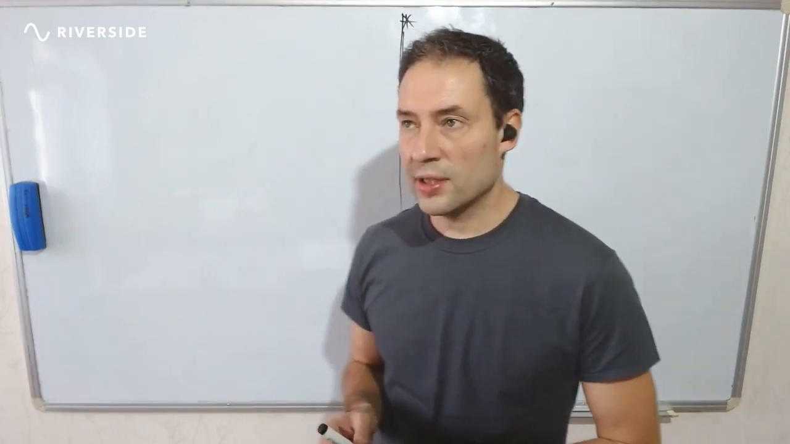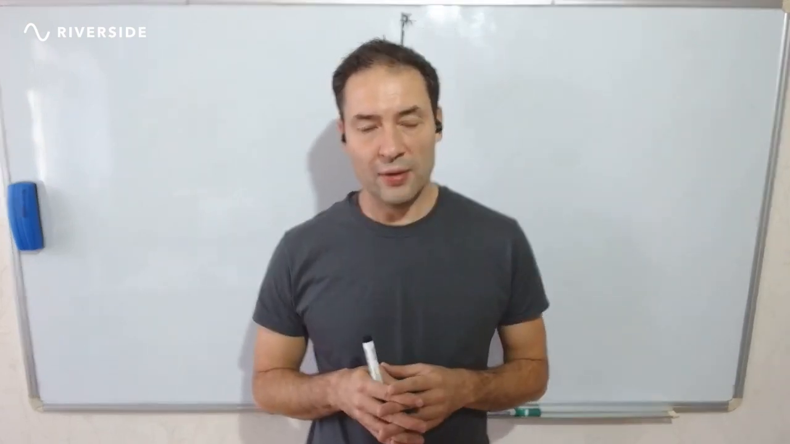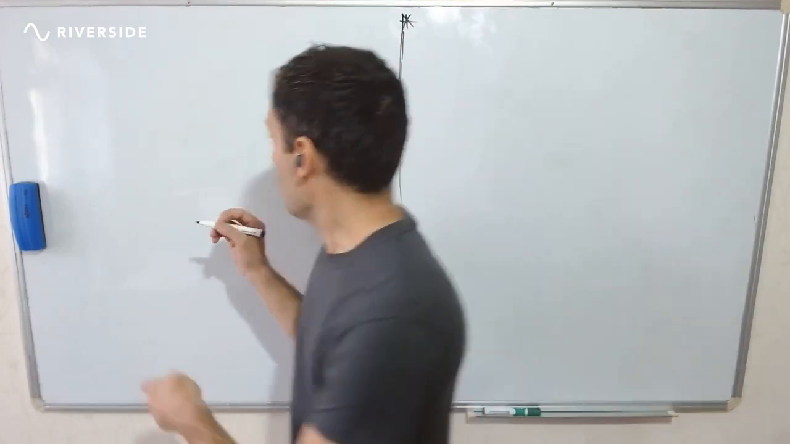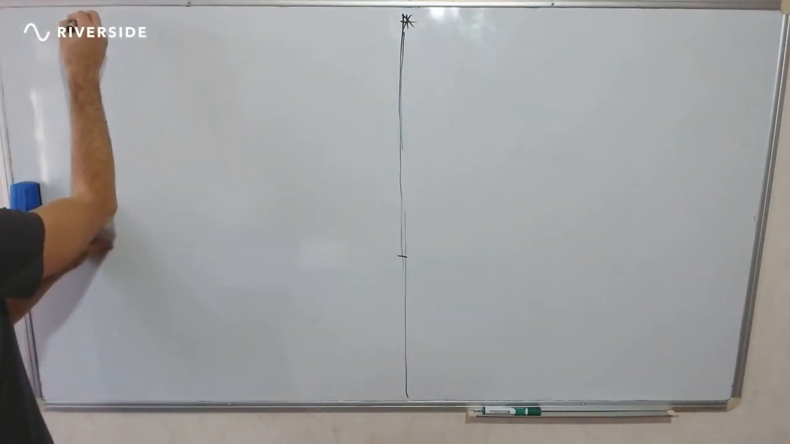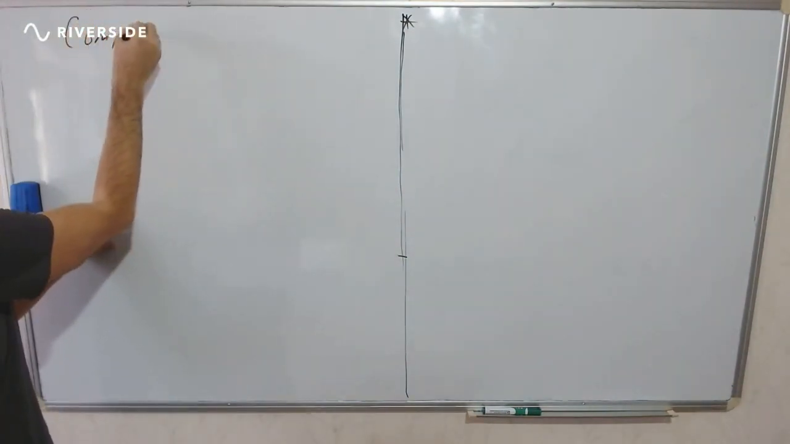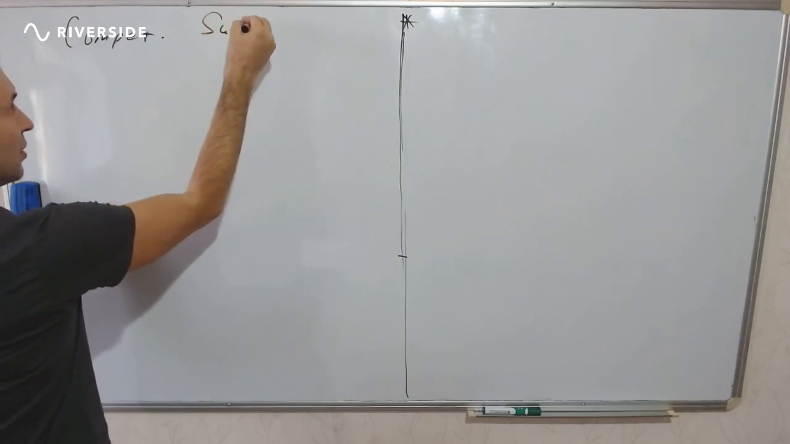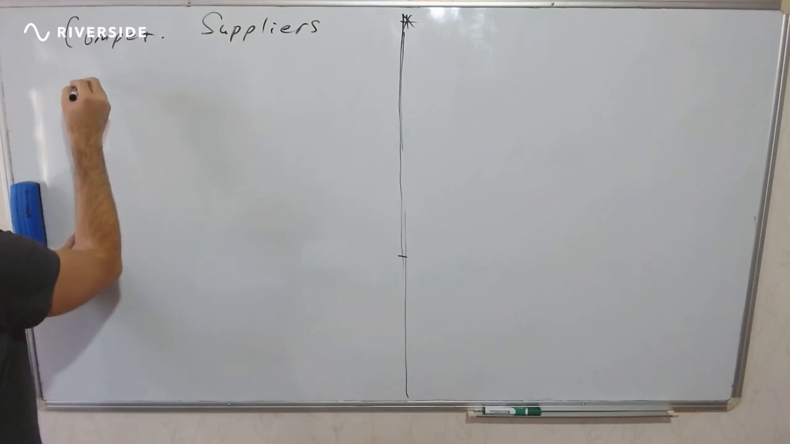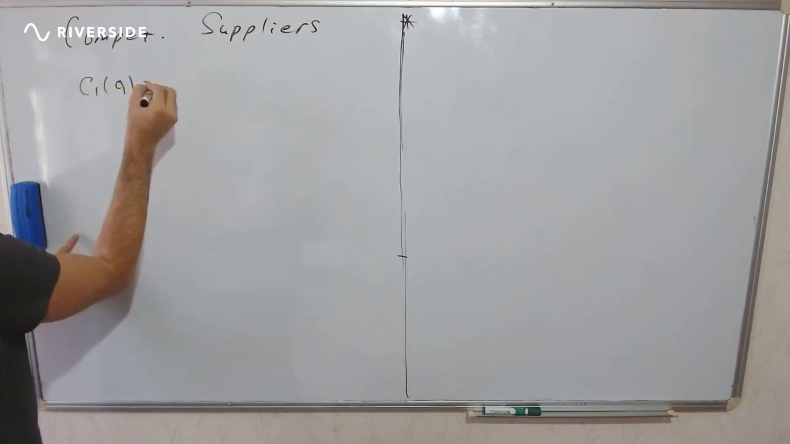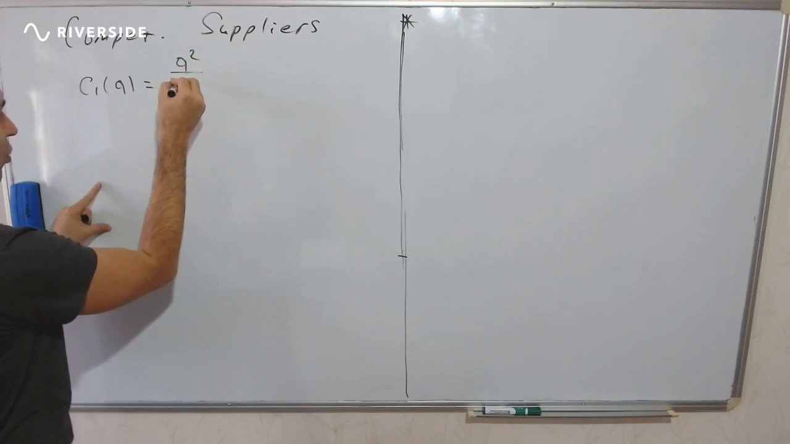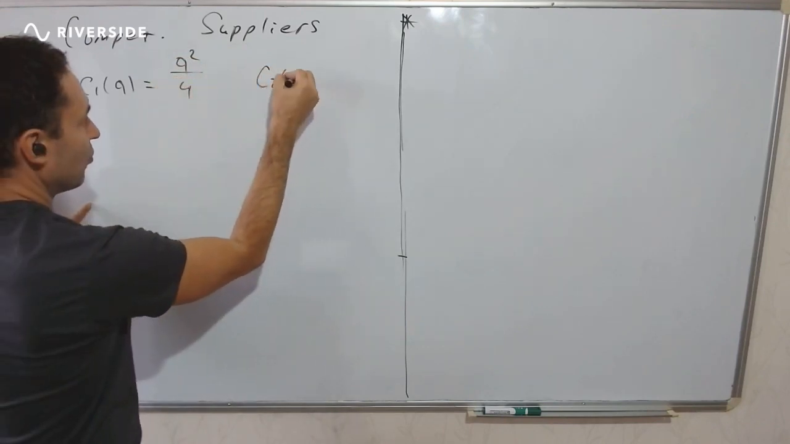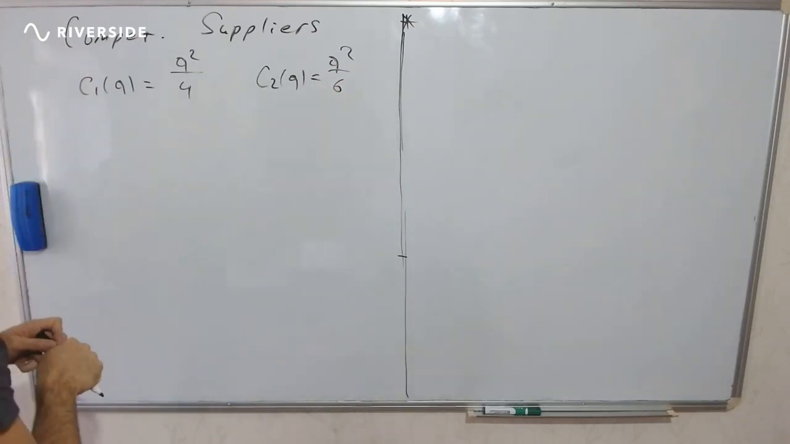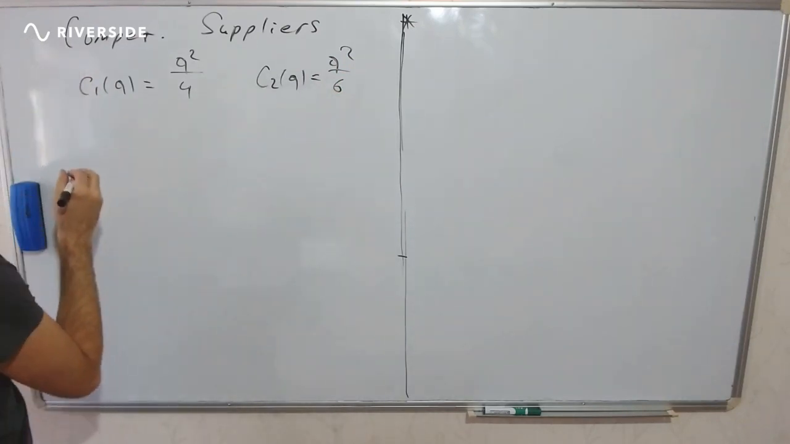So in this problem we will have two sides. We will have two firms on the supply side. So we have competitive suppliers, and for them their production process is described with a cost function. For the first one, it's q squared over 4, and for the second one, it's q squared over 6, I believe. And so that's one side.